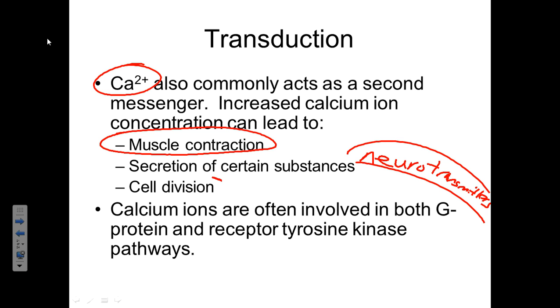Calcium is also involved in cell division, mitosis, meiosis. But for right now, what you really need to know is that the main secondary messenger is cAMP, cyclic AMP. But in a few places, like in your muscles and your nerves, calcium can also fill that role. It can be a secondary messenger.